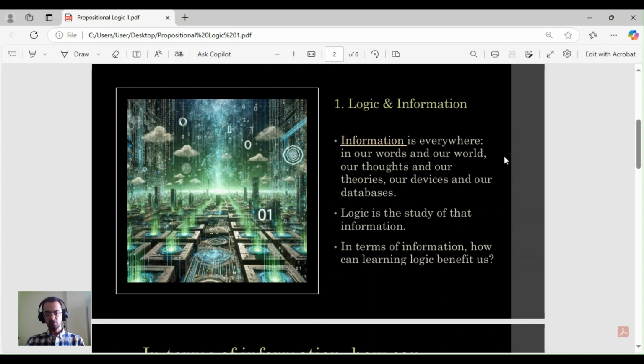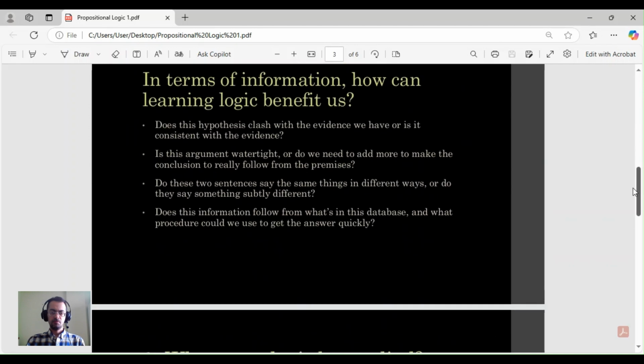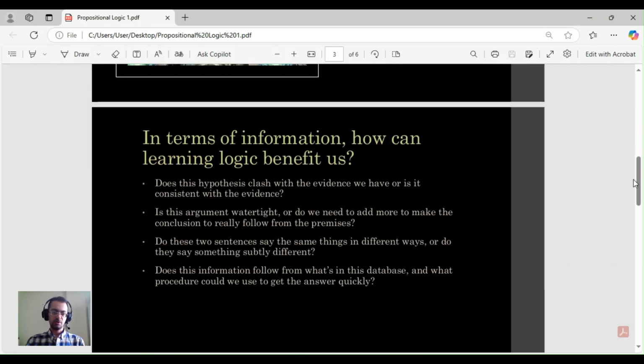In this context, we can ask the next question: how can learning logic benefit us? In order to answer this question, we can pay attention to the next questions. Does this hypothesis clash with the evidence we have? Or is it consistent with the evidence?